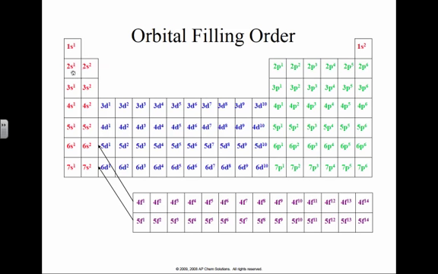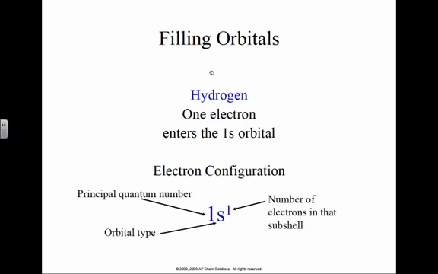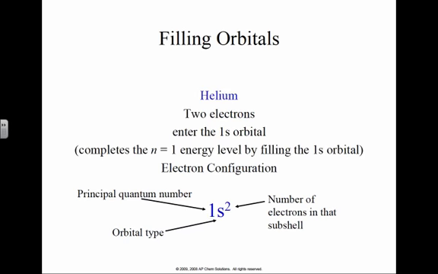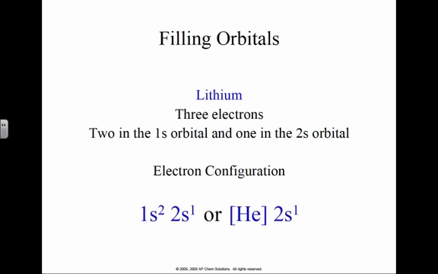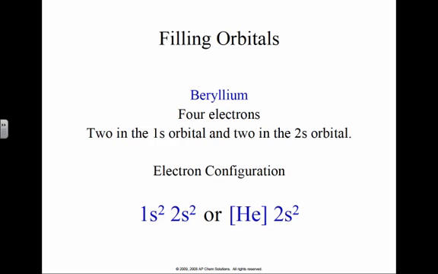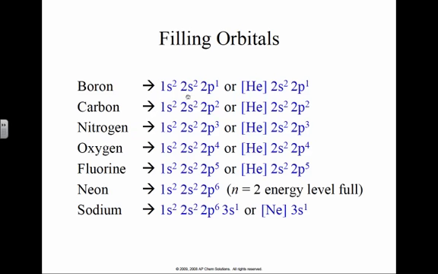Okay? Only 2 electrons can fit in the S sublevel, 6 in the P, 10 in the D, and 14 in the F. And we're going to go through this more in class. So hydrogen has 1 electron, therefore we put it in the 1s orbital. So its electron configuration is 1s1. Helium 1s2. Lithium 1s2, now it's filled up. You enter the next energy level, 2s1. Beryllium 2s2, etc., etc., etc.